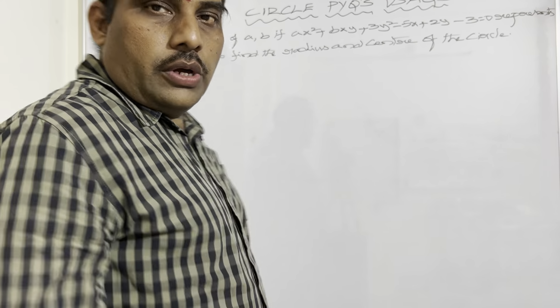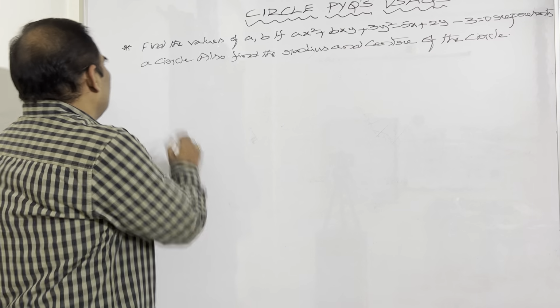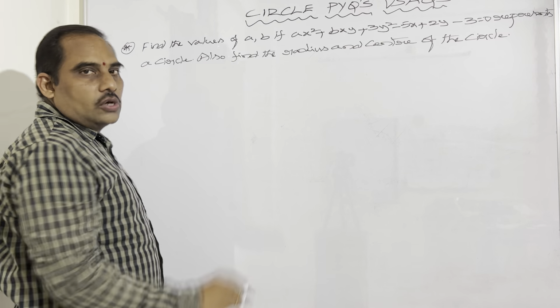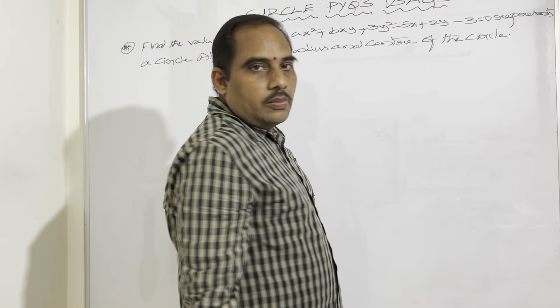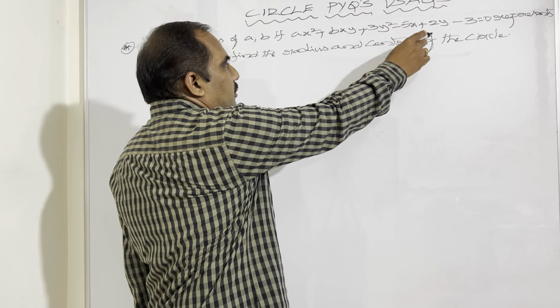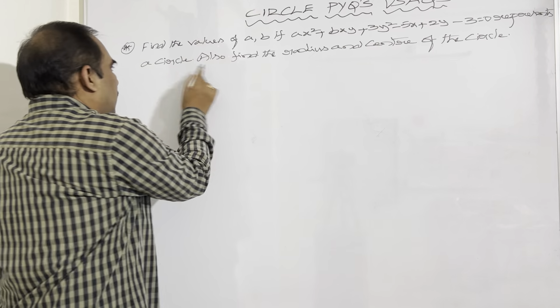So in this video we are going to discuss circles PYQ VSAQs. The question is, find the values of a, b if ax square plus bxy plus 3y square minus 5x plus 2y minus 3 is equal to 0 represents a circle.